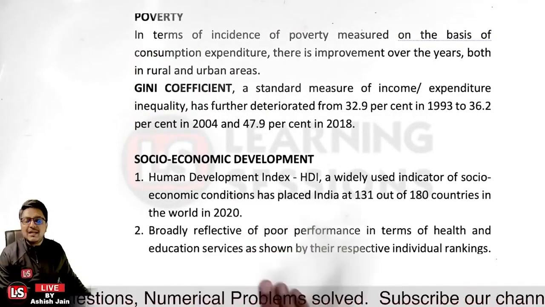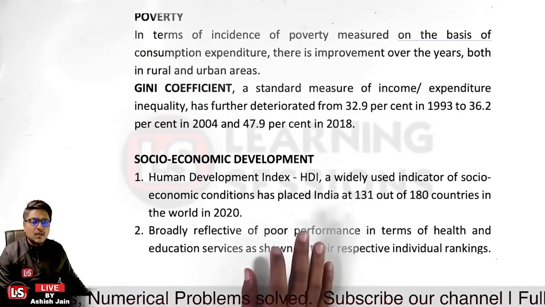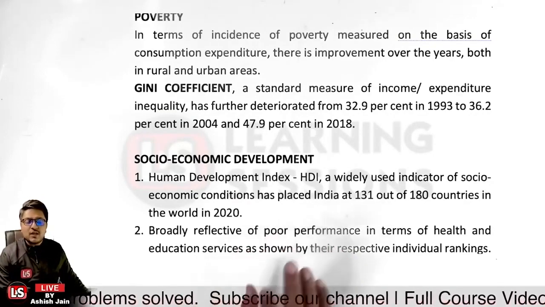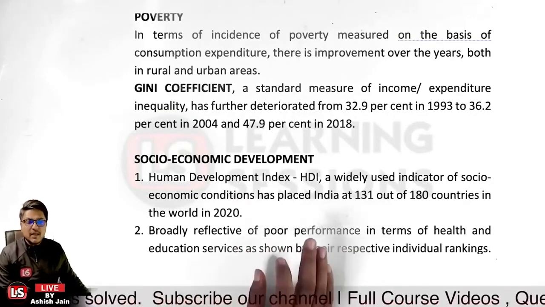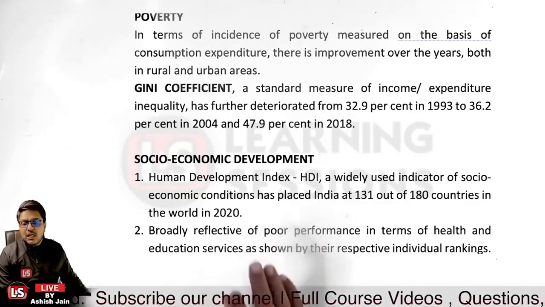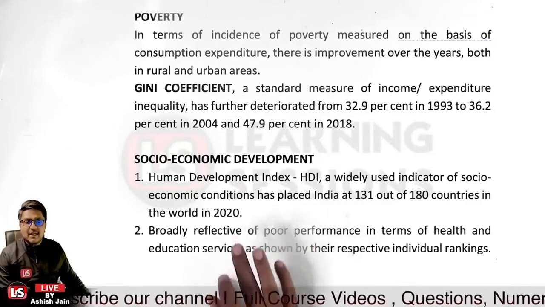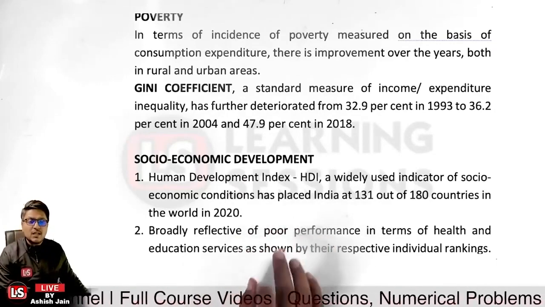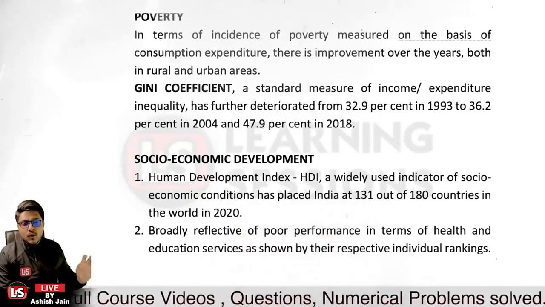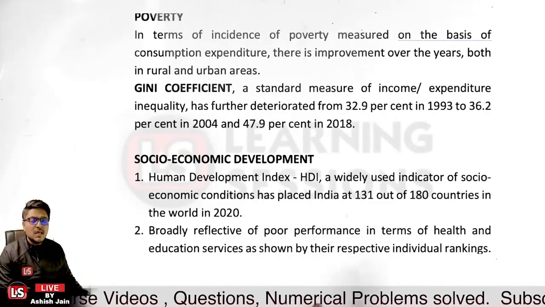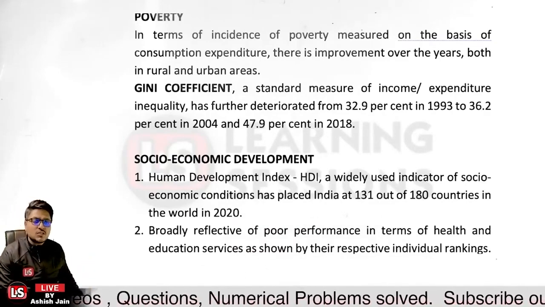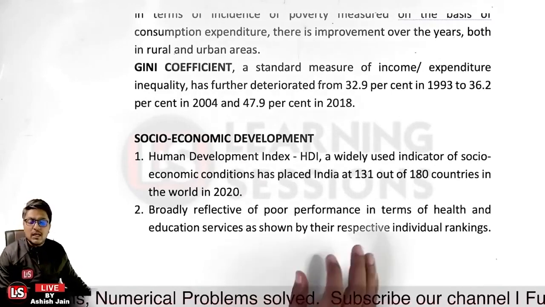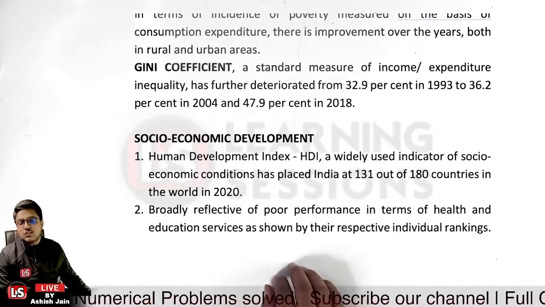Out of 180 countries, India is placed at 131st rank in the year 2020. As per the 2020 report of the Human Development Index, India is ranked 131 out of 180 countries. So it broadly reflects poor performance in health and education services.